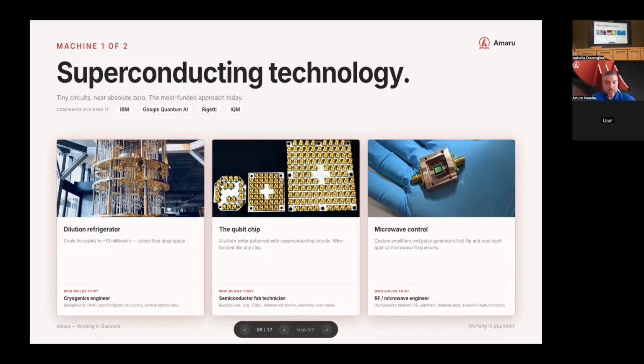So now if we're talking about jobs, if you're in cryogenics, semiconductor processing, or even RF and microwave engineering for the controls and electronics, these are skills that, if you already have them, in theory you could start relatively soon in a new job working in these technologies.